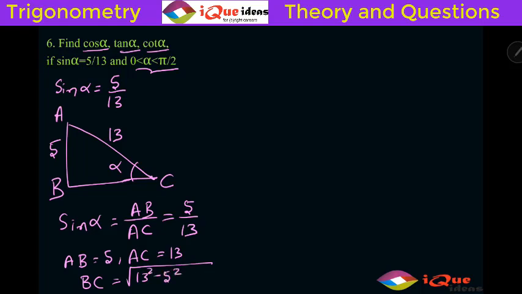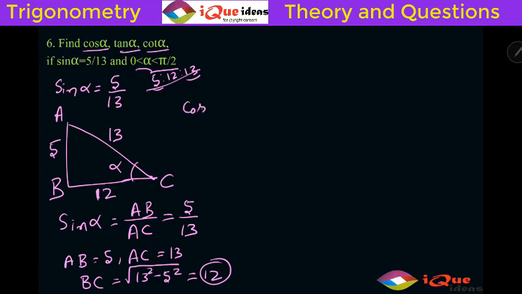Or we can also use the Pythagorean triplet, because we know that 5, 12, 13 is one Pythagorean triplet. Here we already have 5 and 13, so the third side has to be 12. So whether you do it by calculation or if you memorize the ratio, in any case this side is 12. Now once you get all the three sides, you can easily calculate any trigonometric ratio.